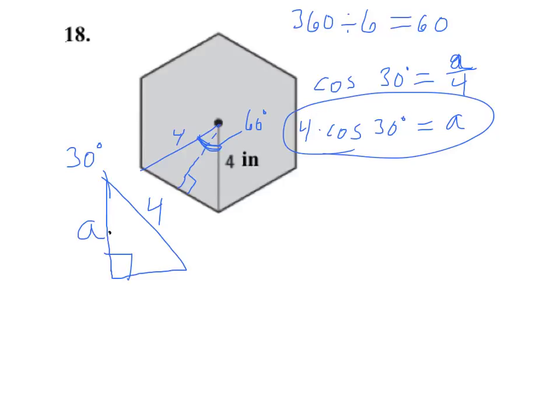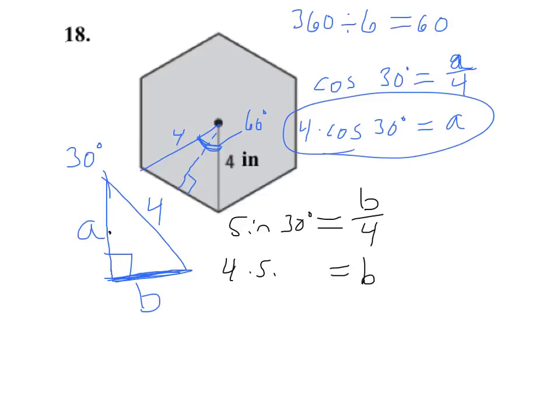Let's talk about perimeter. Perimeter would relate to this value along the bottom part of the triangle. I'll call it B, like I have been. And so to do that, I could use sine. Sine of 30 is opposite over hypotenuse, so B over 4. And multiply both sides by 4, and B equals 4 sine of 30.